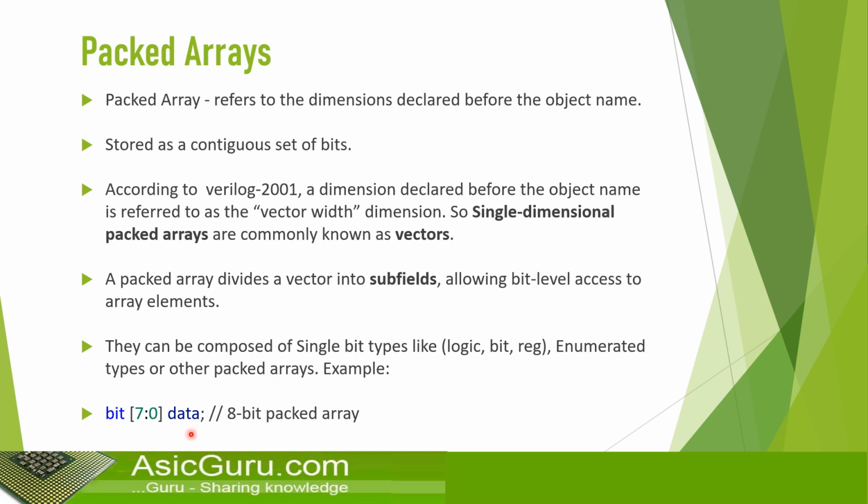For example, this is an 8-bit packed array where each bit is a part of the contiguous block. Packed arrays allow you to divide a vector into subfields, meaning you can access each bit or slice individually. They can be made from various types like logic, bit, reg, enums, or even other packed arrays. So these are mainly useful when you want precise control over memory layout, like when describing registers or protocols.